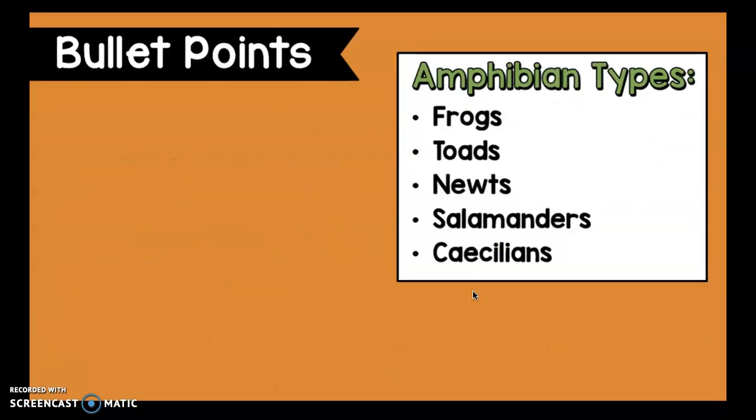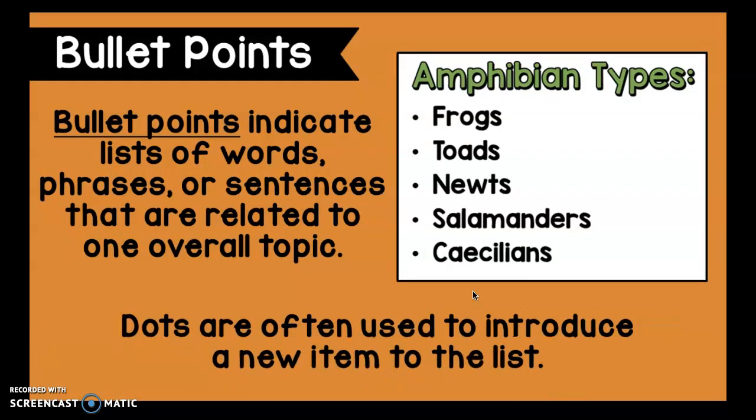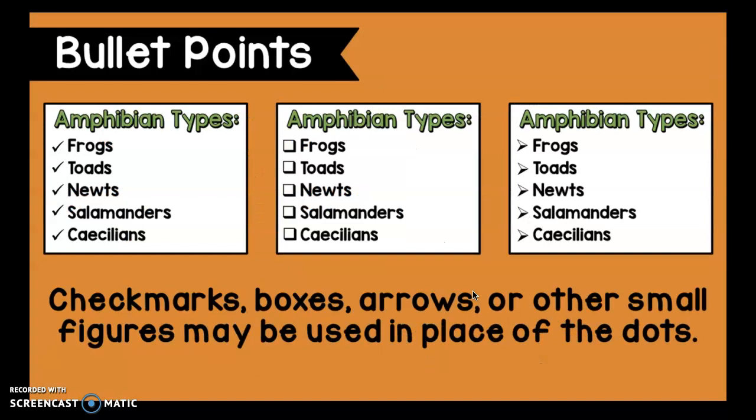Bullet points. Here's an example of bullet points. Bullet points indicate a list of words, phrases, or sentences that are related to one overall topic. Dots are often used to introduce a new line in the list. So, different types of amphibians: frogs, toads, newts, salamanders. Checkpoints, boxes, arrows, and other small figures may be used in place of these dots. So you can use checkpoints, boxes, arrows.